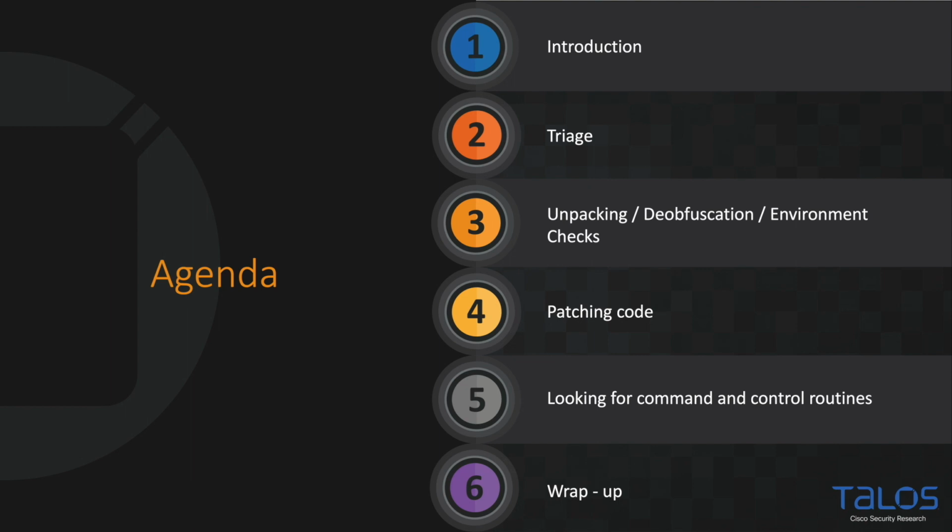We'll start with a brief introduction to the Android applications. Then we go through triage. Now we can do the unpacking, the obfuscation, and environment checks bypassing. Of course, we should take a look at patching some code. It is useful in some cases. And finally, we'll look into how to find command and control routines, and we'll have a wrap-up.